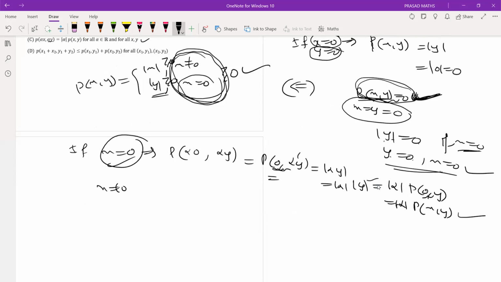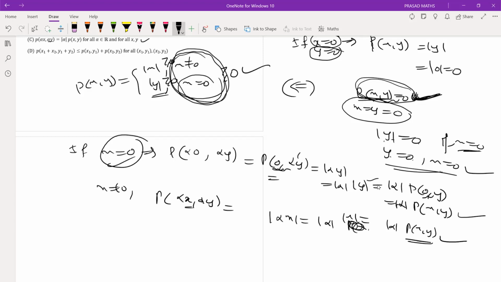What about x non-zero? If x is non-zero, p of x comma alpha y, what is the case you are going to take? Mod alpha x. That is nothing but mod alpha into mod x into p of x comma y. So this option is redundant. This is straightforward, right? X equals 0 we have done, x non-zero also we have done. Therefore, in both options we have done it, and this is true for all cases.